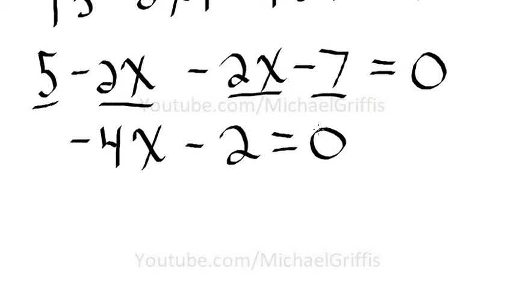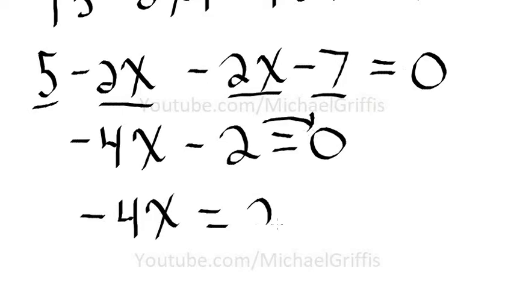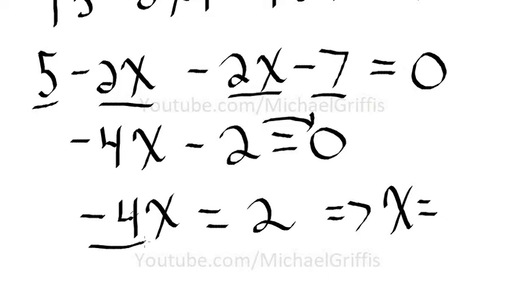And I don't care how you do it. We'll go ahead and take the 2 over, makes that a positive 2. And so we're going to write x is equal to multiplying both sides by negative 1/4, that'd be the reciprocal of 4. And that makes that a negative 2 over 4, which of course reduces down to negative a half.